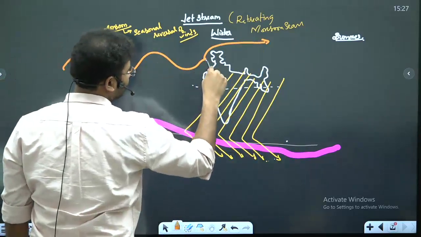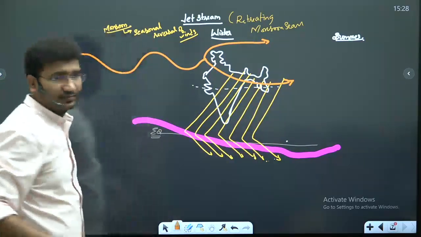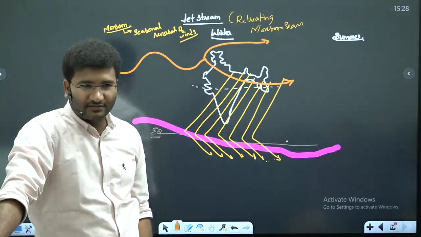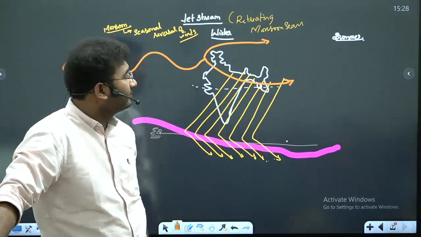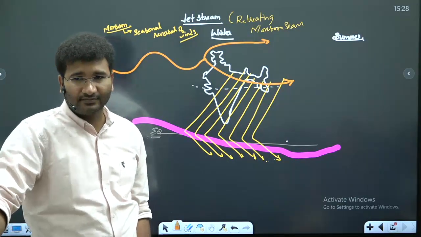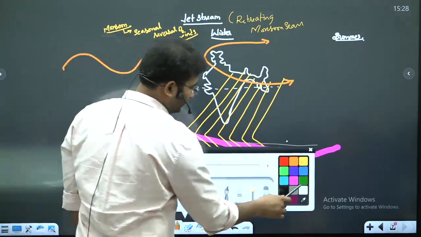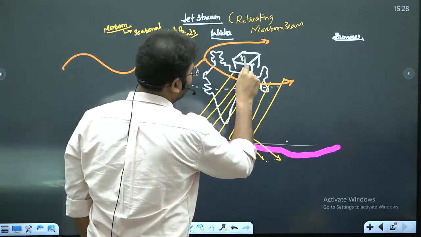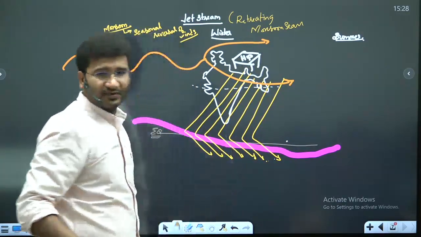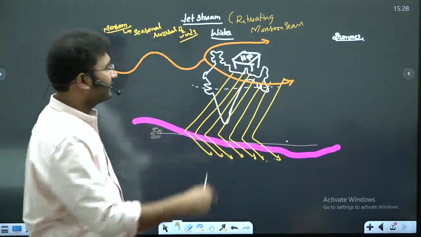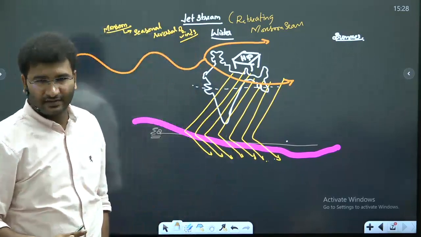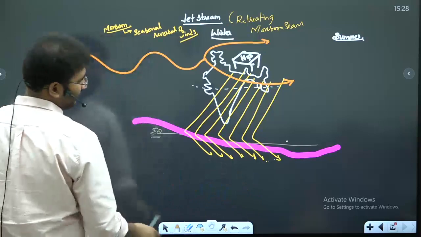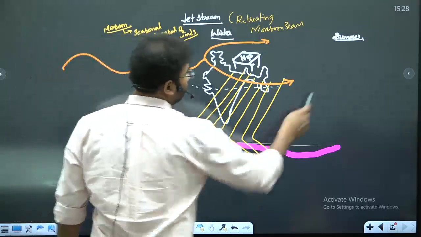One moves towards the south. This is what we have studied. Yes? Why does the jet stream bifurcate? In the Tibet area, here you find high pressure, right? And the air is sinking. Clear? Next, let's try to understand the same in the case of summer.